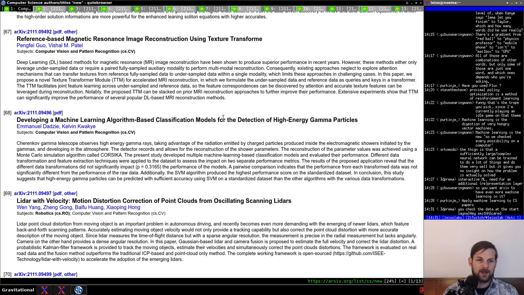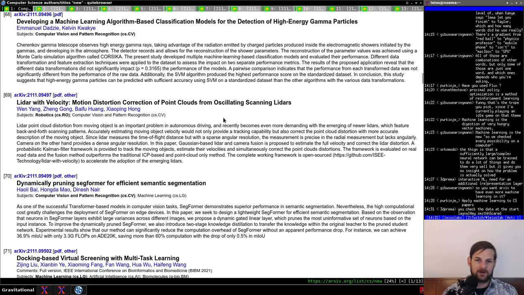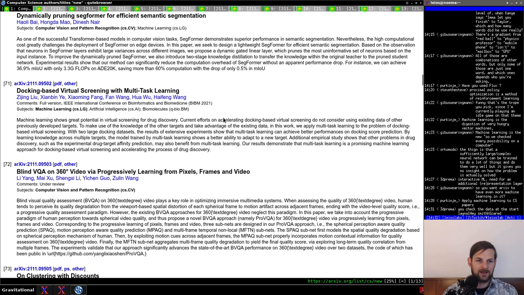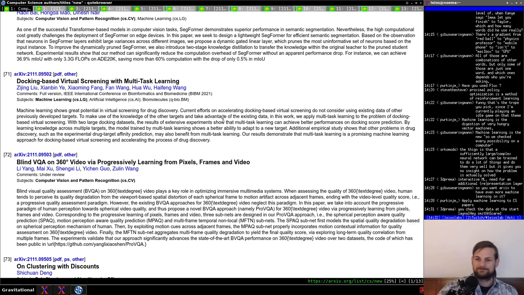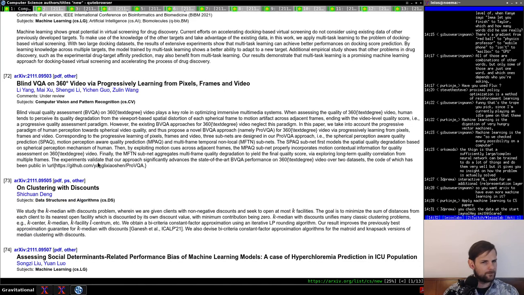Reference-based magnetic resonance image reconstruction using texture transform. Oh, that could be interesting. Developing a machine learning algorithm-based classification models for detection of high-energy gamma particles. Motion distortion correction of point clouds from oscillating scanning LiDARs. Dynamically pruning SegFormer for efficient semantic segmentation. Okay, look, I don't actually know what that one is. Blind VQA 360-degree video via progressively learning from pixels, frames, and video. Visual quality assessment.